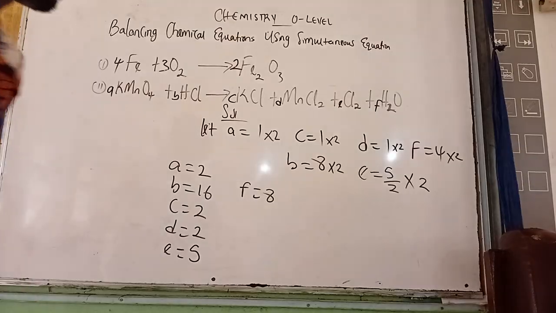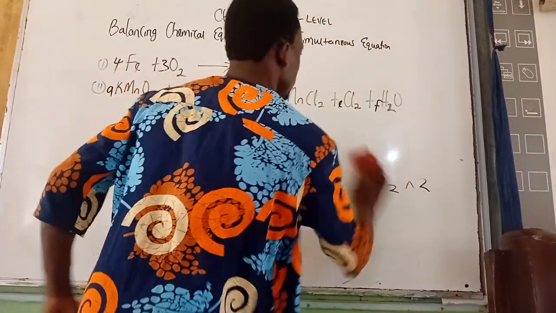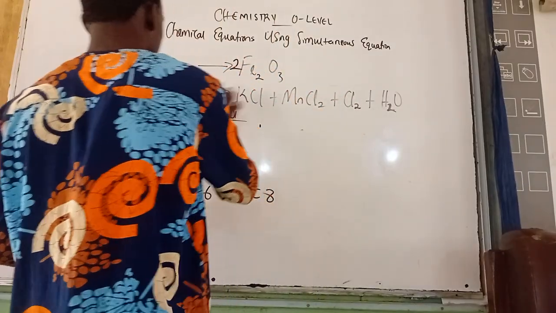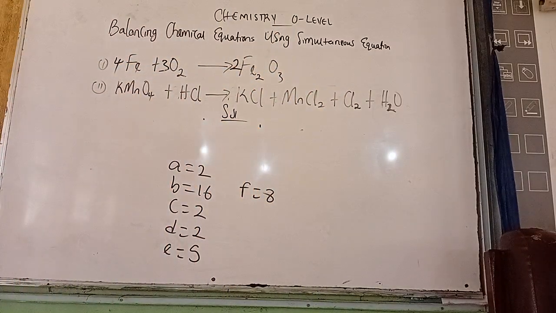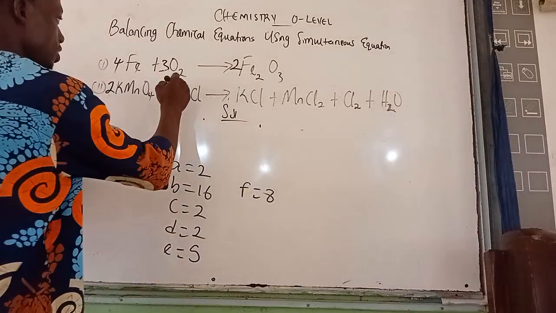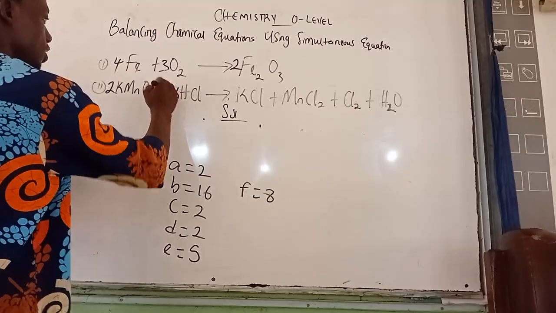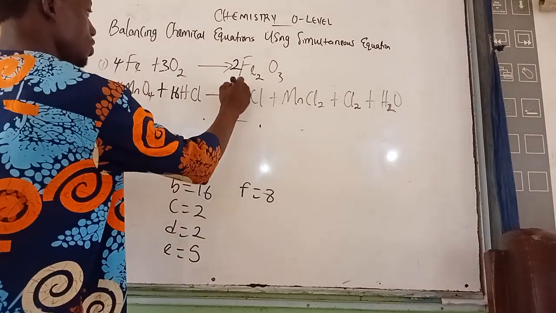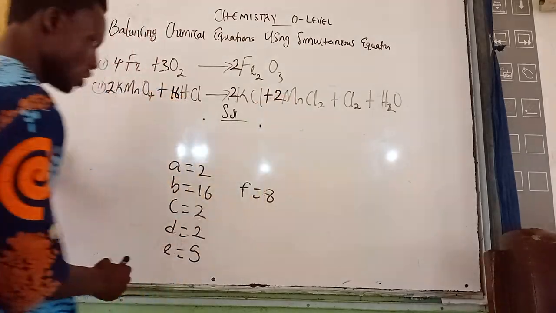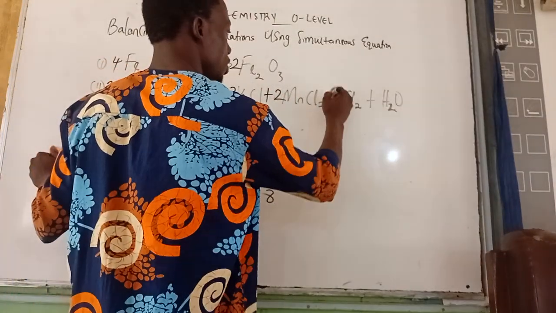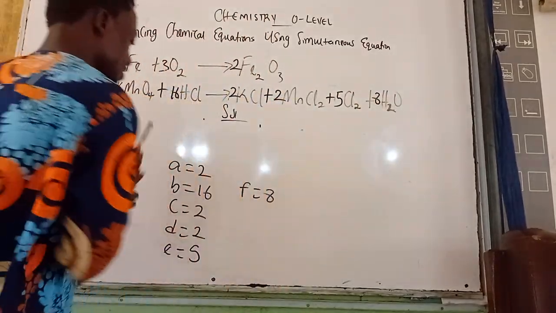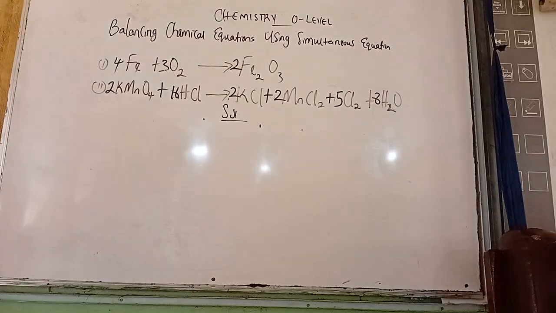So now let's see if those things are valid. So here we are saying now, let me clean all this alphabet. So yeah, our A is what? 2. Our B is what? 16. Are we together? Our C is what? 2. Our D is what? 2. Our E is what? 5. Our F is what? 8. Now let's see if it is balanced indeed.